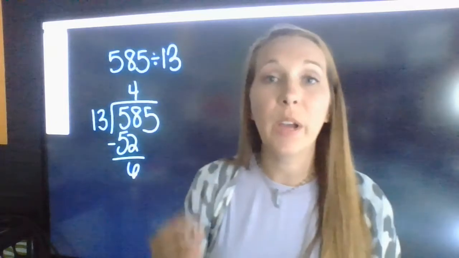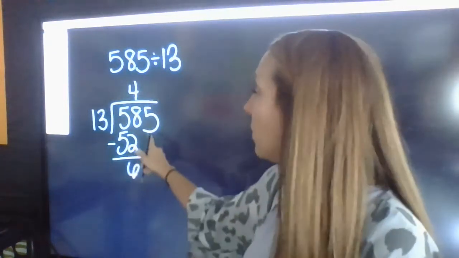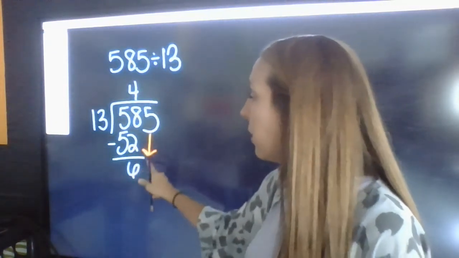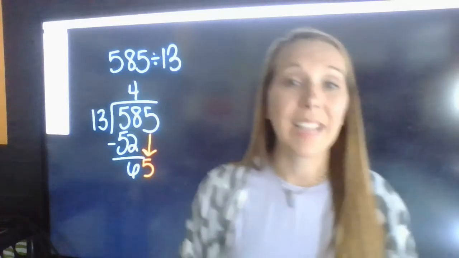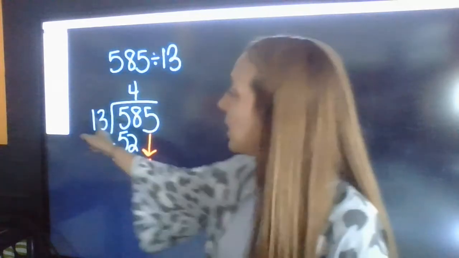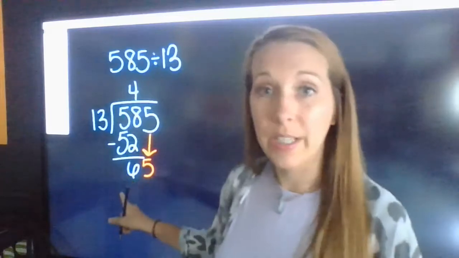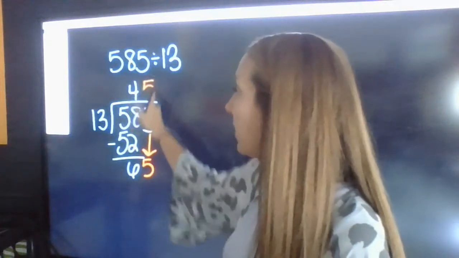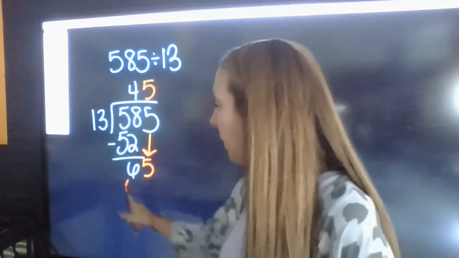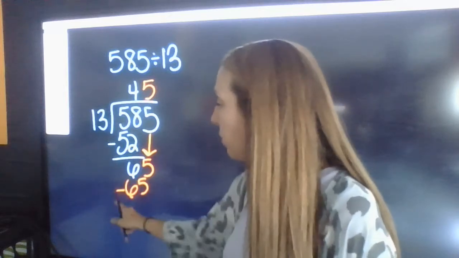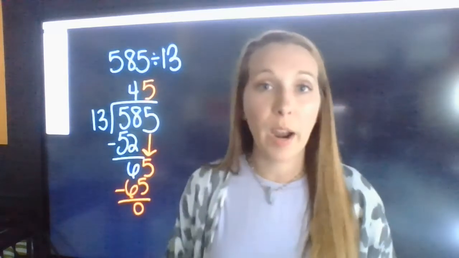So then we still have another number. We have this 5 that's in the ones place. We're going to bring it down. Make that 65. So now you got to say, well, how many times will 13 go into 65? And that's going to be 5 times. So 5 times 13 is 65. We subtract and we get 0 for a remainder.